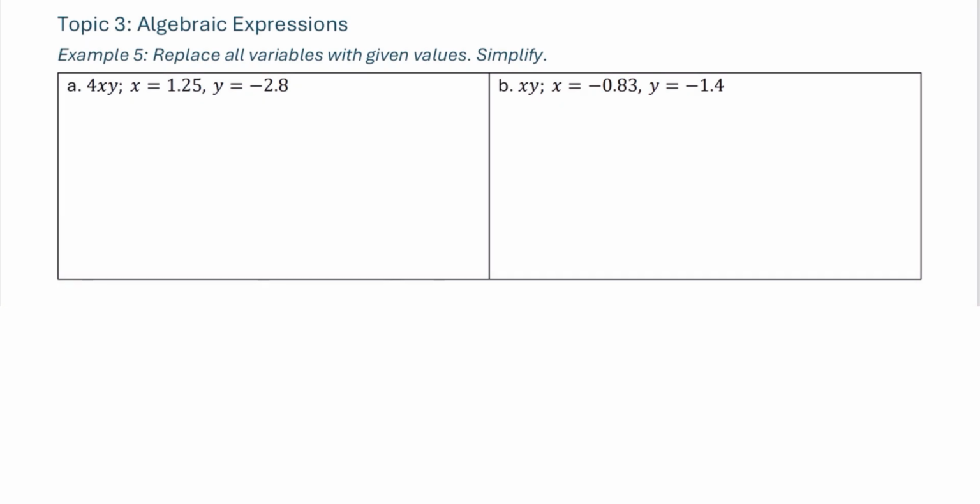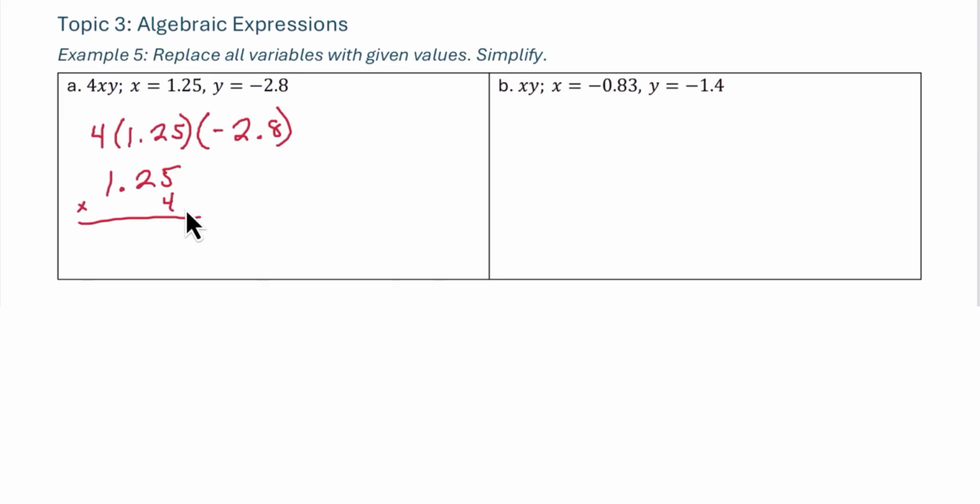Replace all variables with the given values and simplify. 4 times x, where we replace x with 1 and 25 hundredths, and we'll replace y with negative 2 and 8 tenths. Let's do this in steps. Let's start with 1 and 25 hundredths times 4. Remember that with multiplication, the order doesn't matter, so we can put the 4 on the bottom.